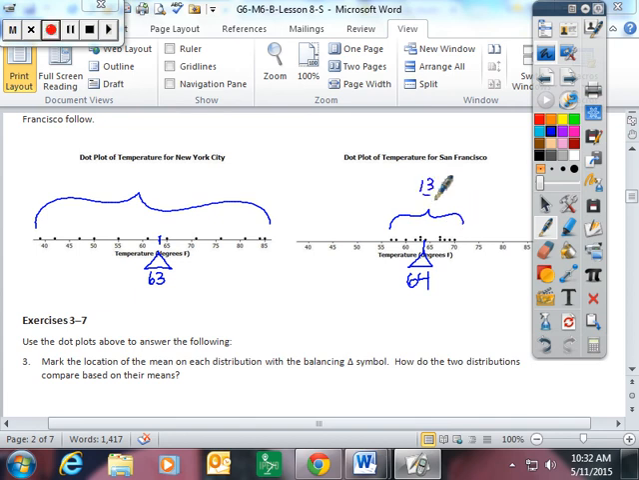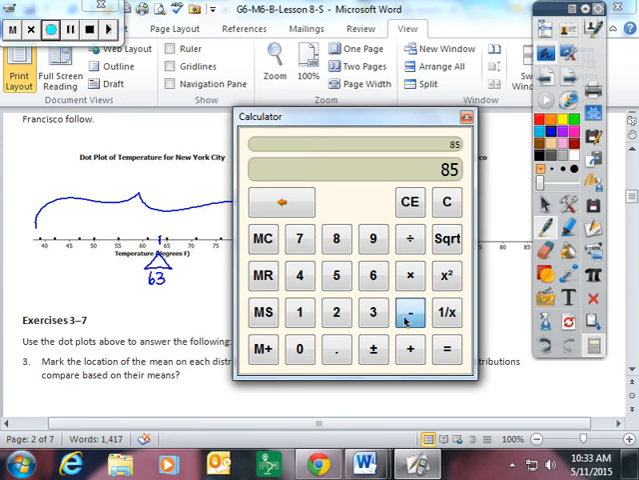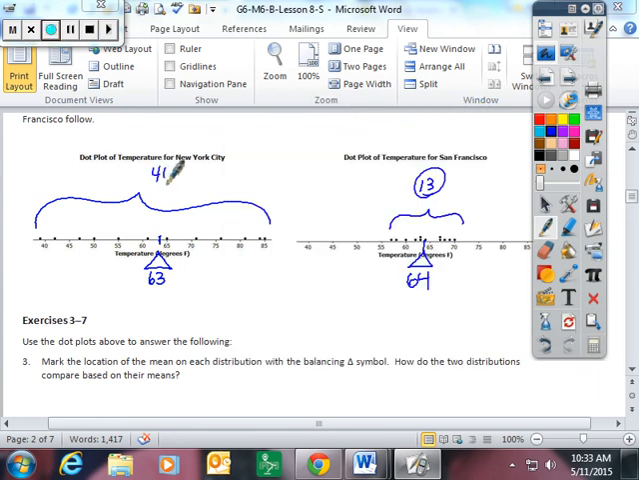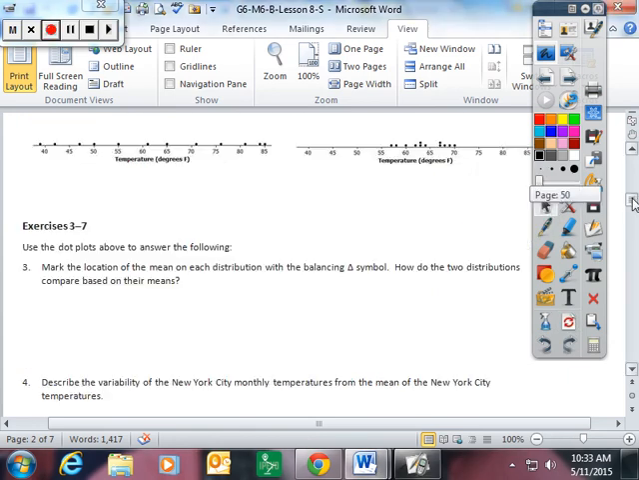San Francisco's temperatures have a range of 13, highest minus the lowest. And in New York City, 85 is the highest, 39 is the lowest. So that is a 46 degree temperature range, okay? So then the students were able to say, oh yeah, definitely. Okay, we need to move to San Francisco, Robert.